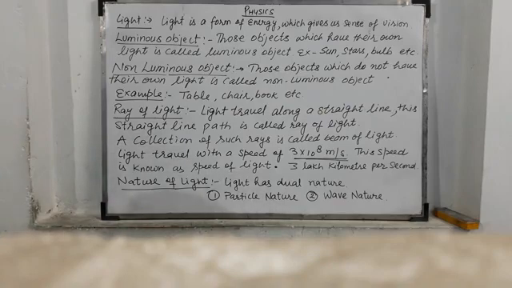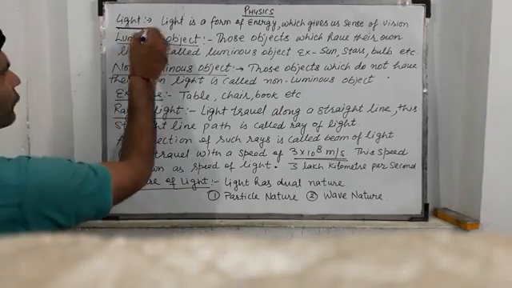In the chapter light, first we take the reflection of light. For the reflection of light, first we understand what is light and about the nature of light. So, for this, first we take the topic light. What is light?